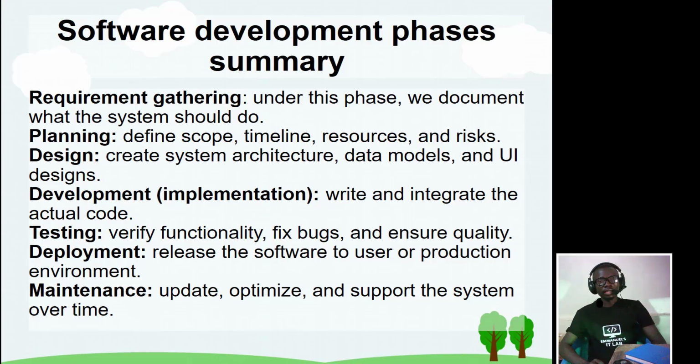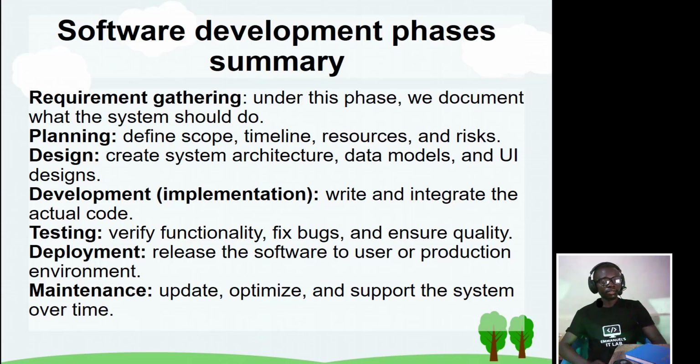So in every software development process, there are stages which are followed, or phases. Now the first phase is the requirements gathering. Now under this phase, we document what the system should do. An example, to calculate the profit. So we start building on from there and the percentage profit to start planning. So in the planning stage, we define the scope, the timeline, we define the resources and the risks involved.